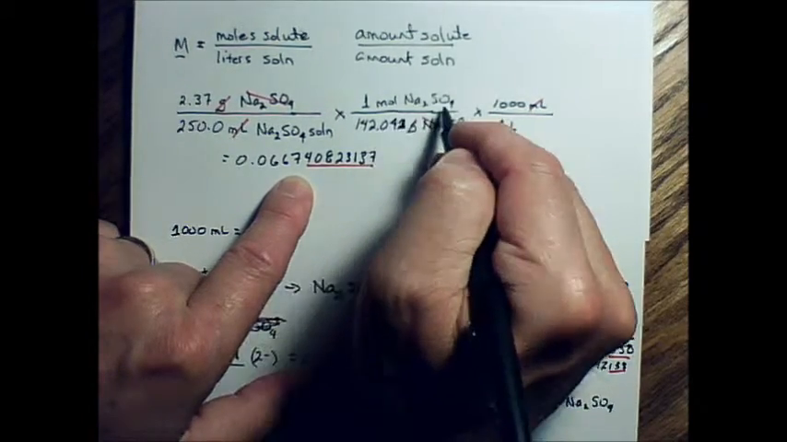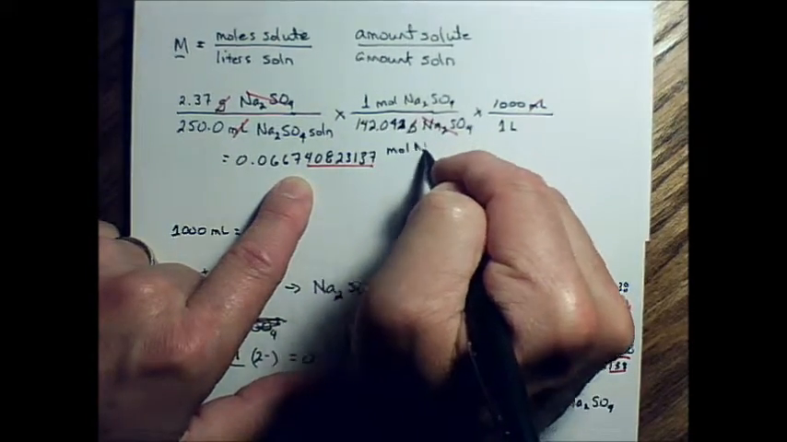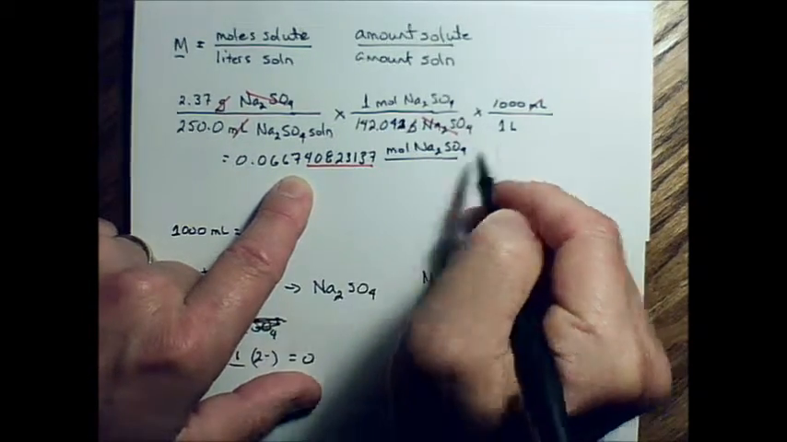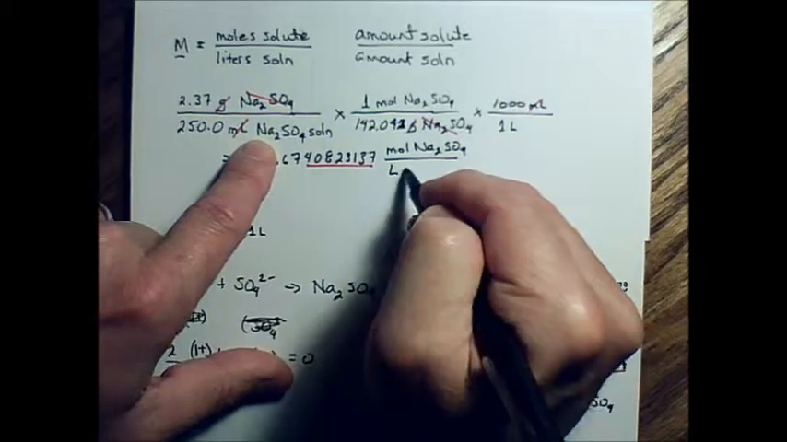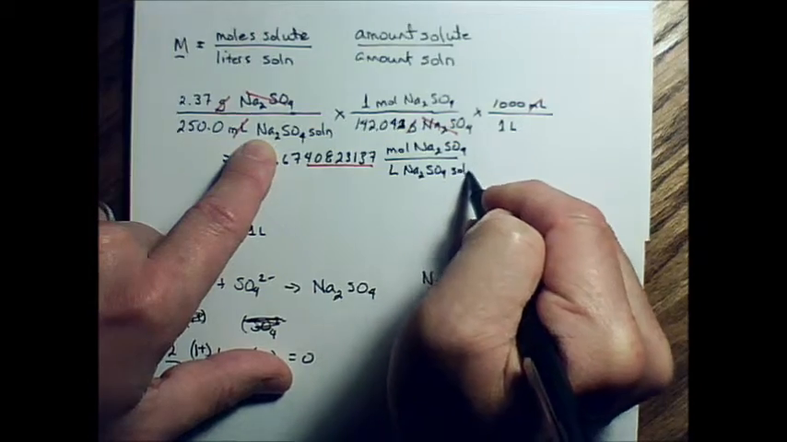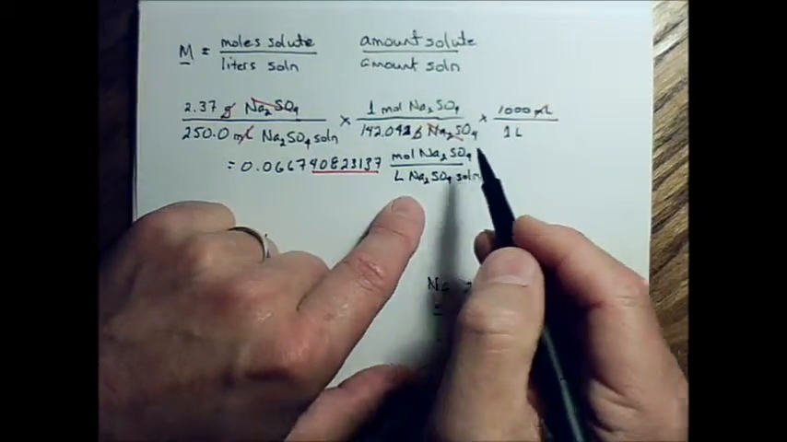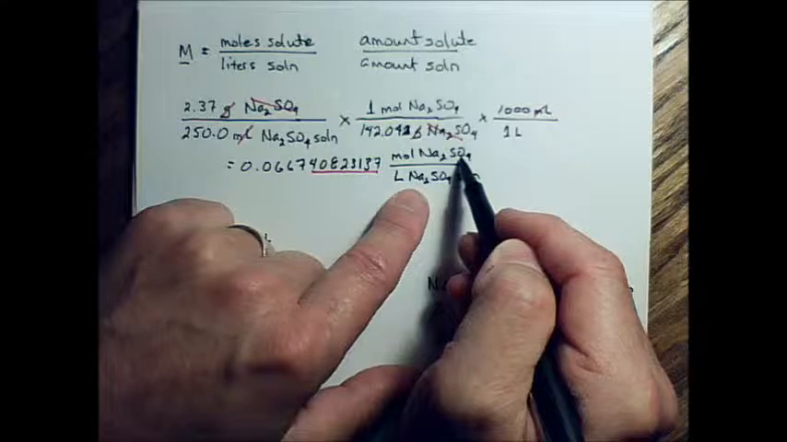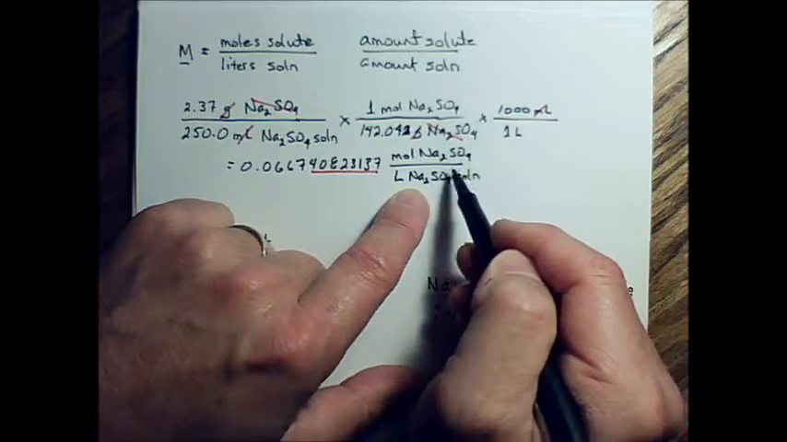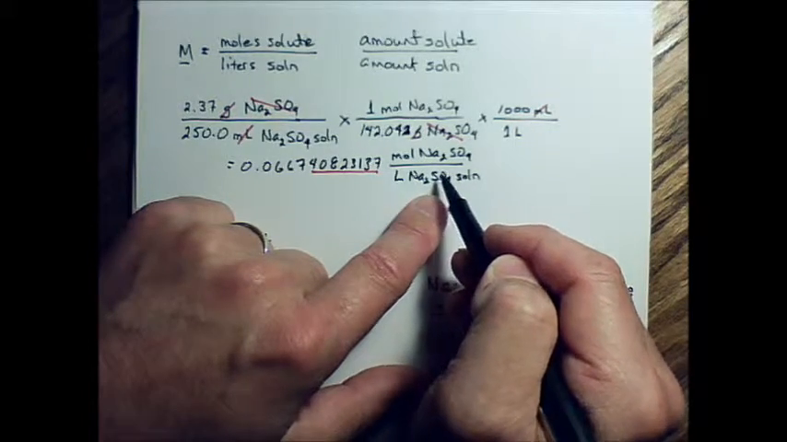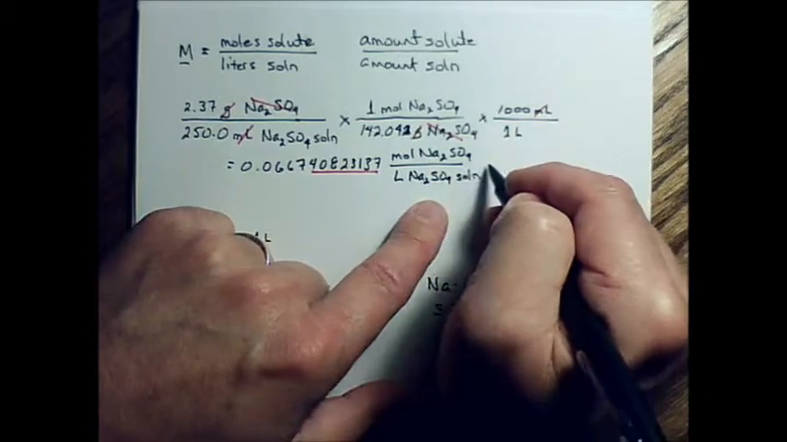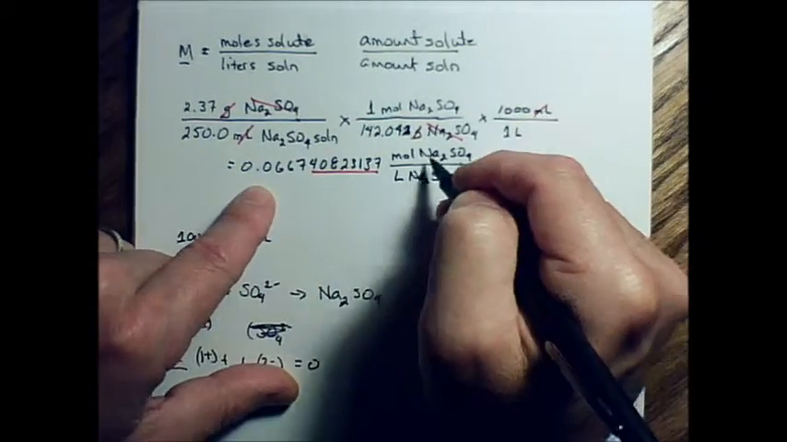We need to write out the units we have left now in the problem, and right now we have moles of Na2SO4 over liters of Na2SO4 solution. Okay, I want to reiterate something I said yesterday, that Na2SO4 is not the same thing as Na2SO4 solution, so you can't cancel these. Okay? These don't cancel out, but now we're ready to round off.